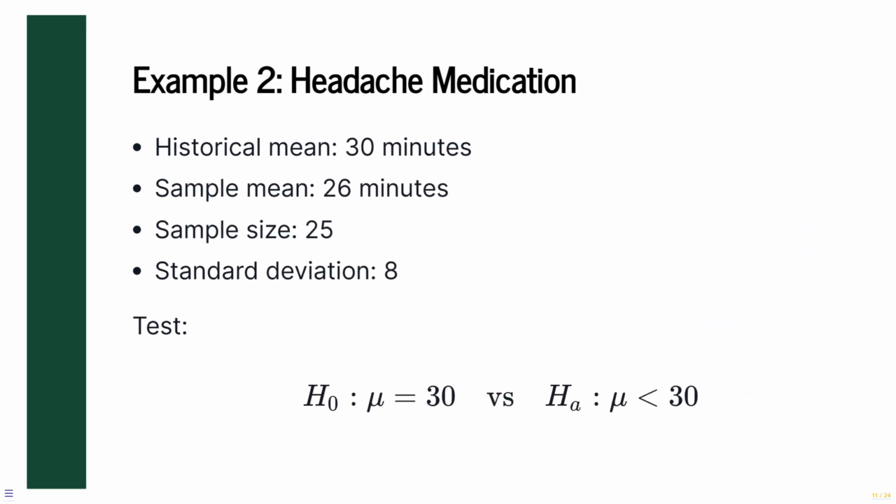Now consider a more detailed example involving a headache medication. Historically, the average time to relief is 30 minutes. A sample of 25 patients using a new formulation has an average time of 26 minutes with some variability. We set up the hypotheses so that the null hypothesis says the mean time is 30 minutes, and the alternative says the mean time is less than 30 minutes. This reflects the idea that the new drug may work faster.